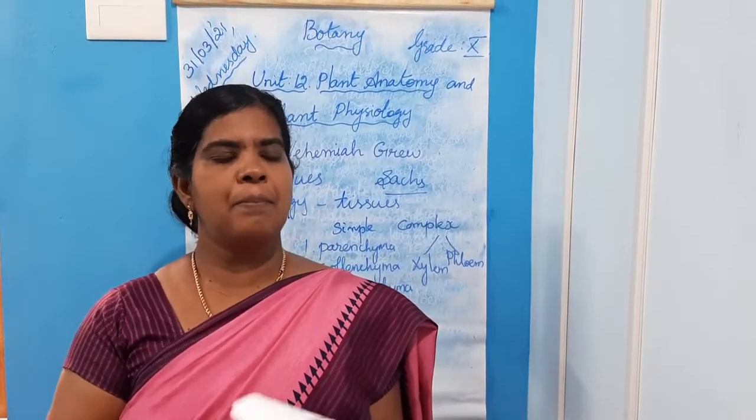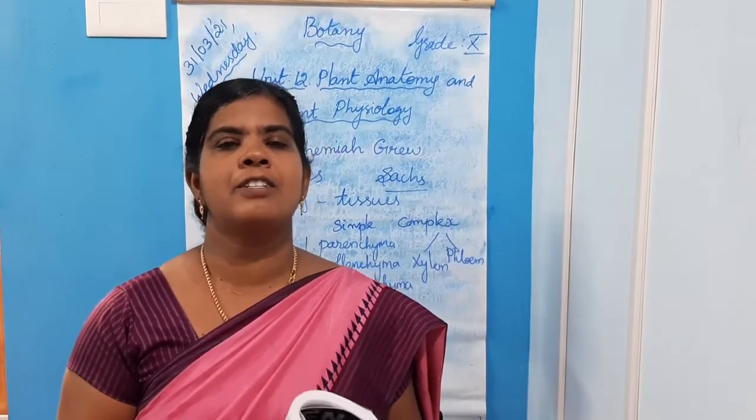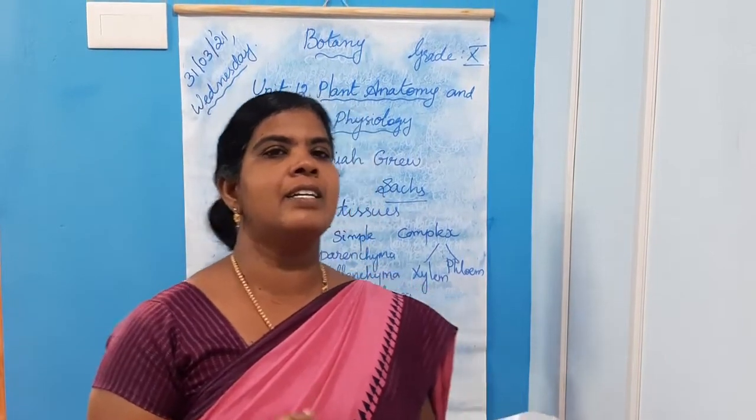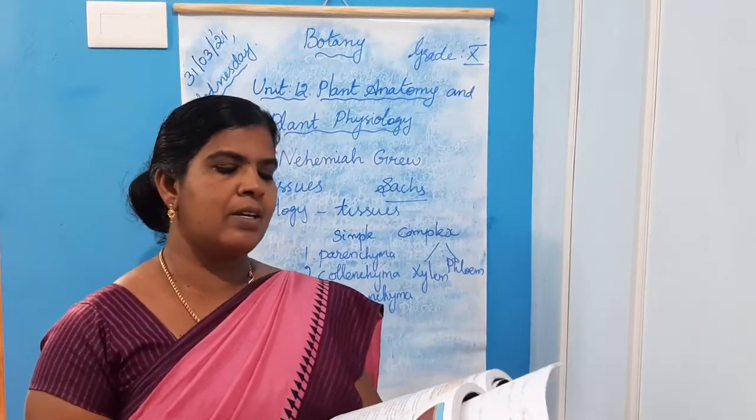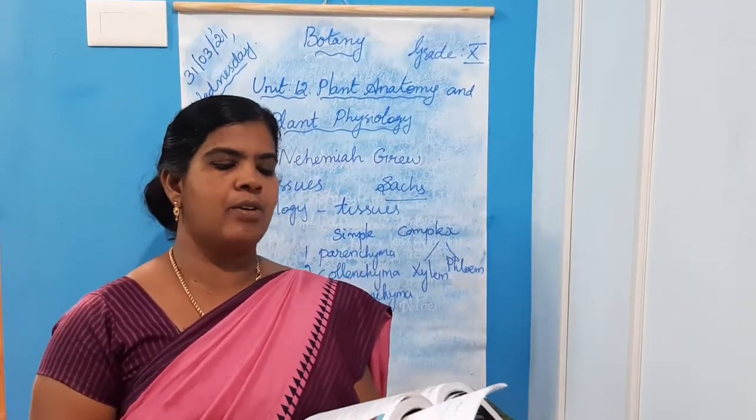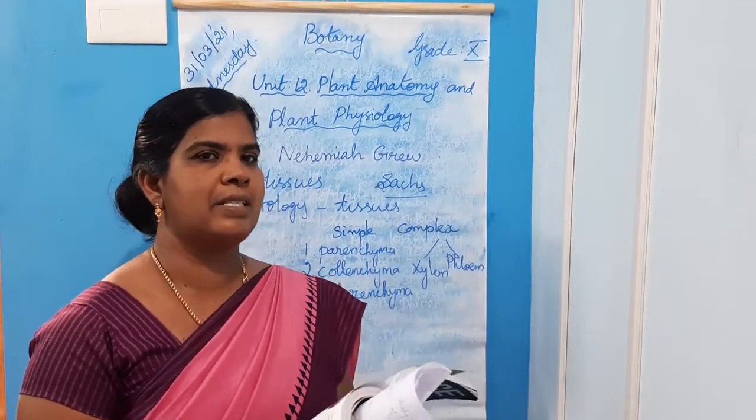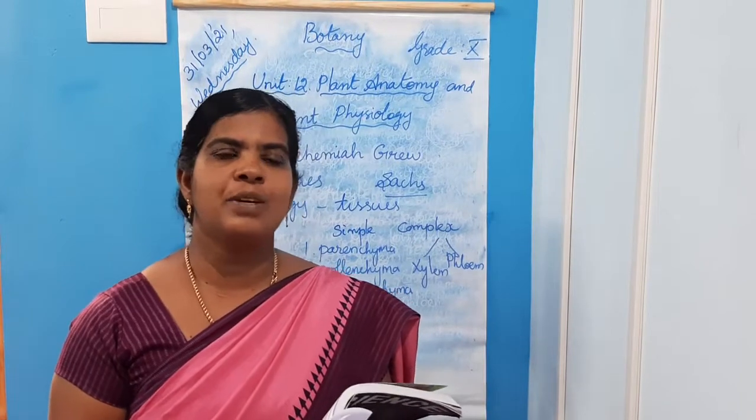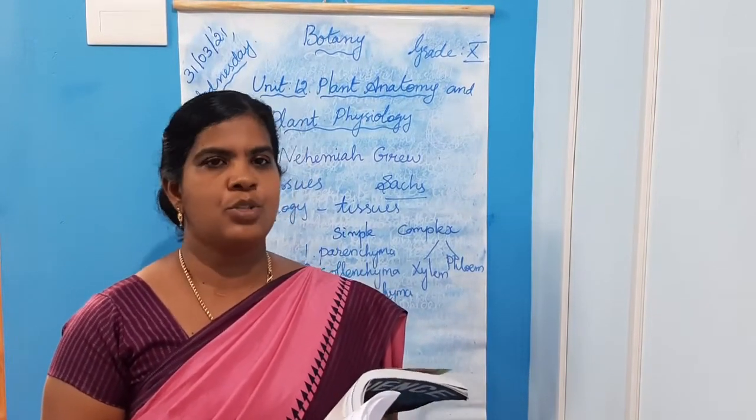First, about epidermal tissue system. This epidermis is protective, epidermis protects the inner tissues. Next one word: which is the outermost layer of the stem? That is epidermis. What is the function of epidermis? It protects the inner tissues.